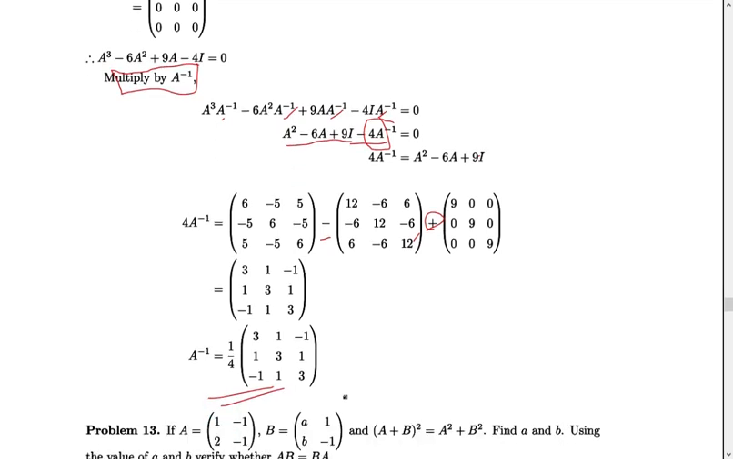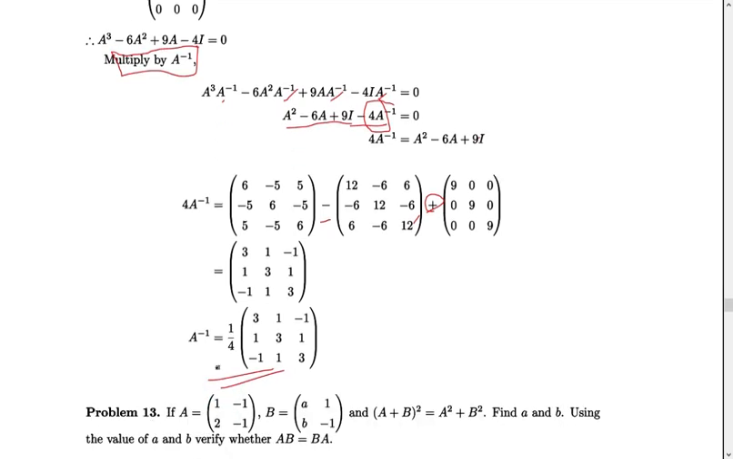Okay, next problem number 13. If A is equal to [1 -1; 2 -1] and B is equal to [a 1; b -1], so that it satisfies the condition (A plus B) whole squared equals A squared plus B squared, find the value of a and b. Using the value of a and b, we have to check whether AB equals BA or not.